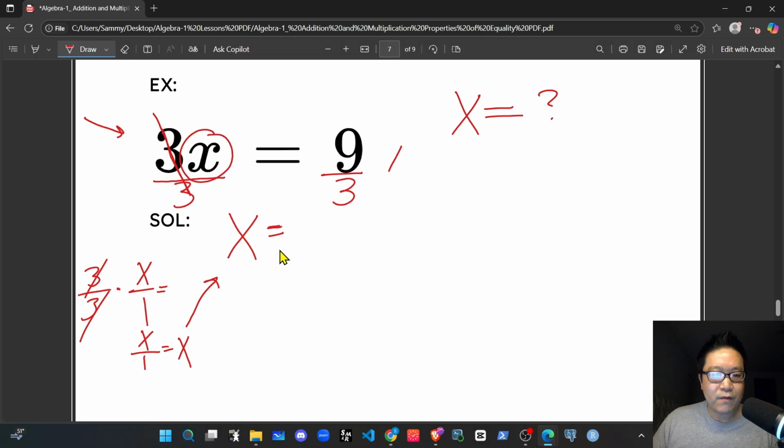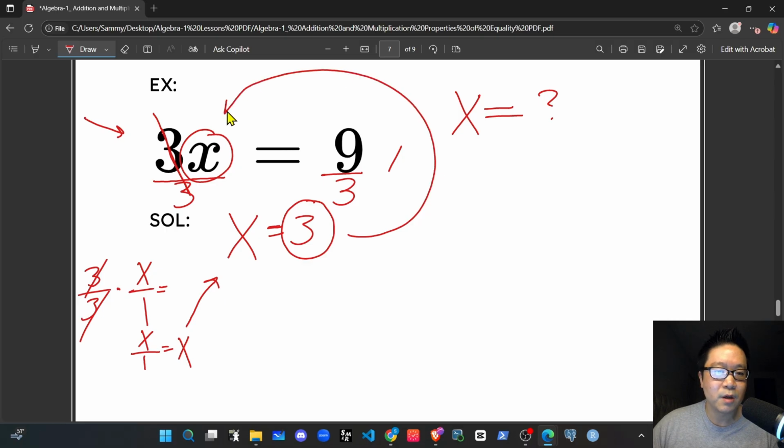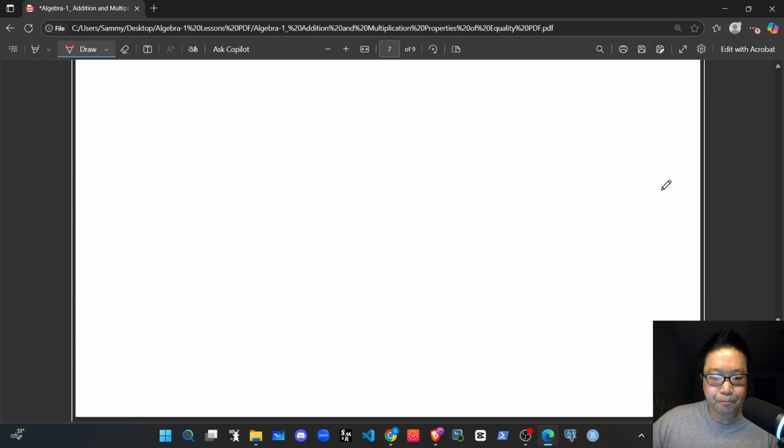So we have x on the left-hand side, and on the right-hand side, we get 9 divided by 3, which is 3. And 3 is our answer. For this one, I'm going to leave you to check our answer. All you have to do is plug your solution back into the original equation, and if the left-hand side equals the right-hand side, in other words, if 3 times 3 equals 9, then you know your answer is correct. Okay, let's move on.